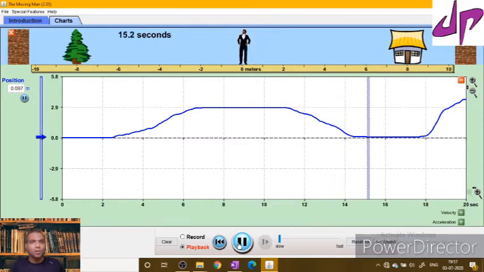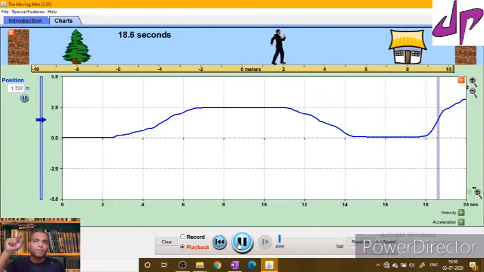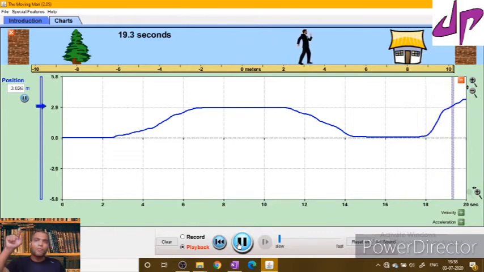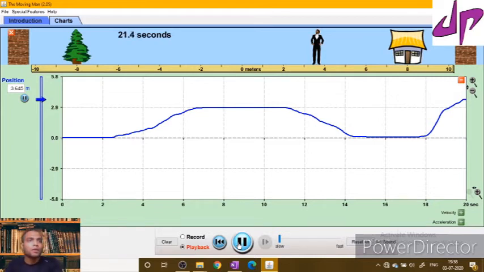Again he stopped. When he stopped, the graph becomes a straight line. Again it went up. When he moves forward, the graph again moves in the upward direction. So this is the animated representation using the PhET simulation, the moving man. I hope you got it.